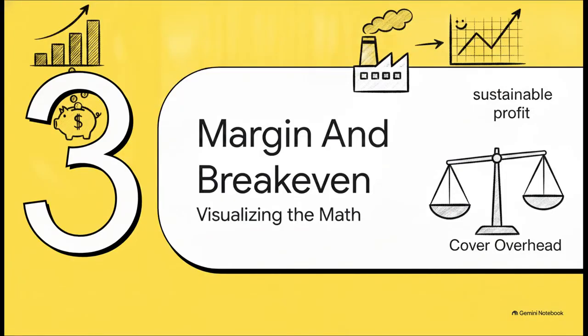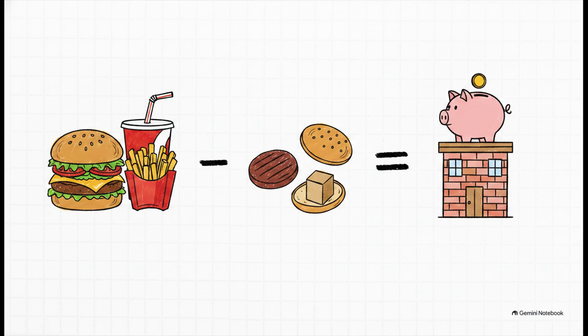Section 3, contribution margin and break-even. Visualizing the math. Okay, so this equation is absolutely crucial. Contribution margin equals total revenue minus variable costs. Remember, variable costs are the things that go up and down depending on how many items you're actually producing. Think raw materials or shipping. So your contribution margin is just your revenue minus those specific variable costs.